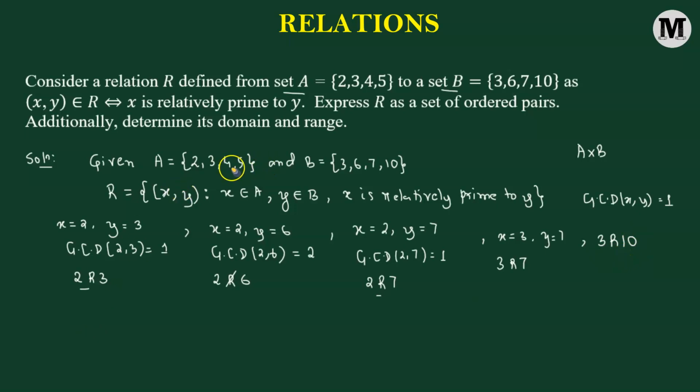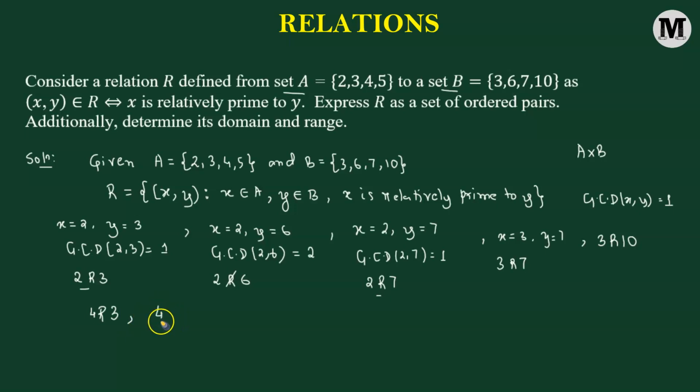Okay, next, come to number 4. So if we pick up 4, what other element? If we pick up 4 from the set A, we have to pick up some other element from B such that the 4 and that number picked up from B are relatively prime. So we can pick up 3 from the set B. So 4 and 3 means 4 and 3 are relatively prime to each other.